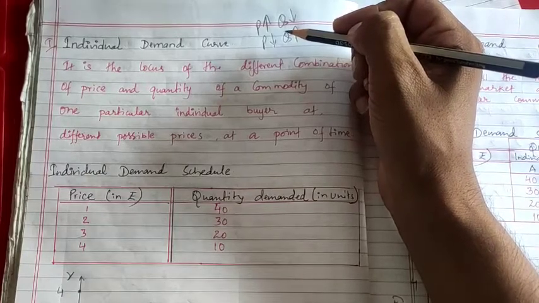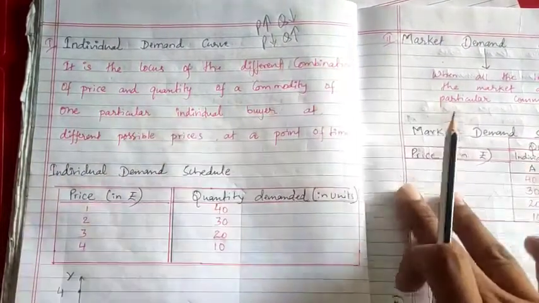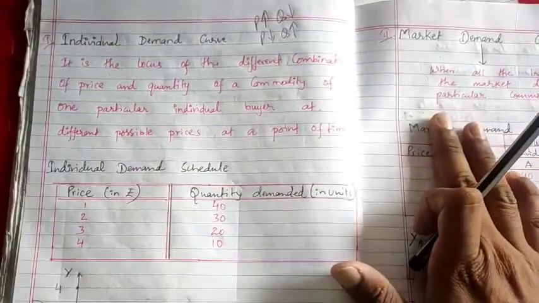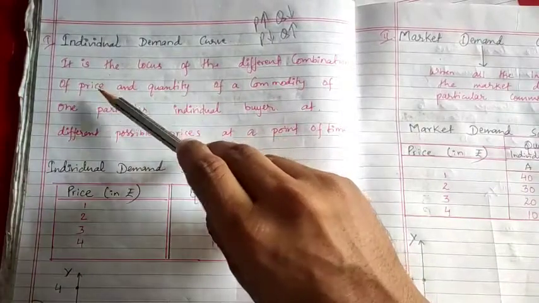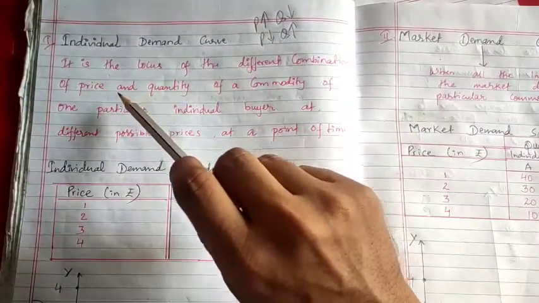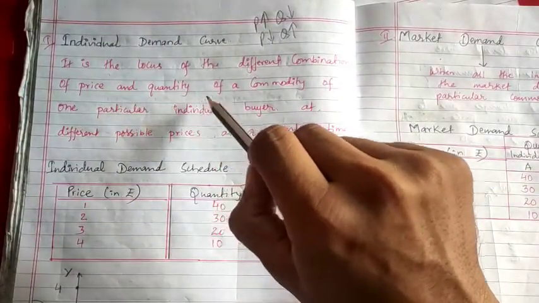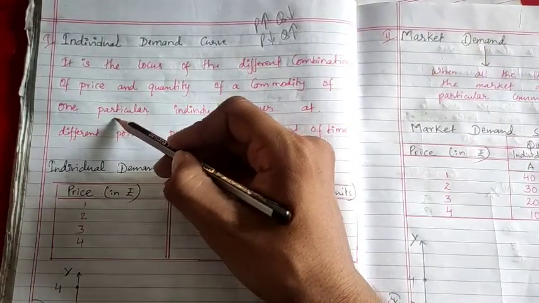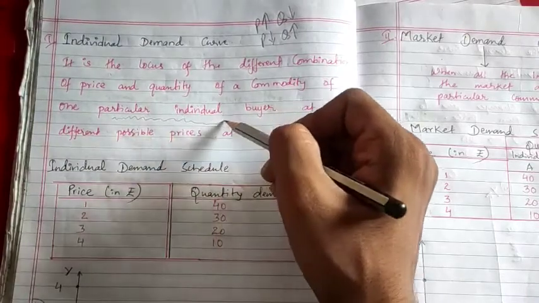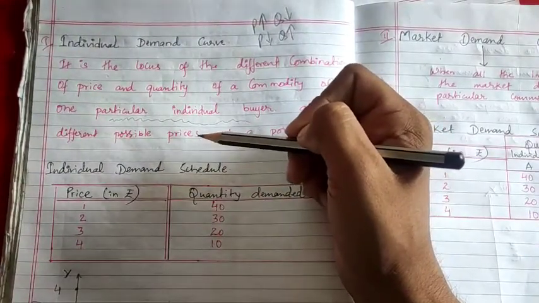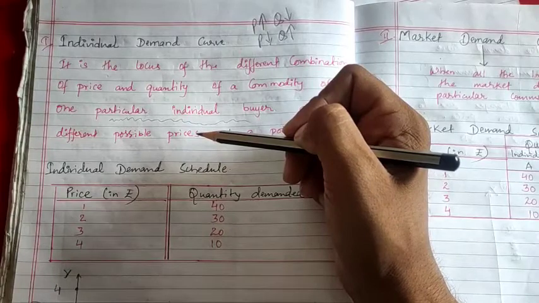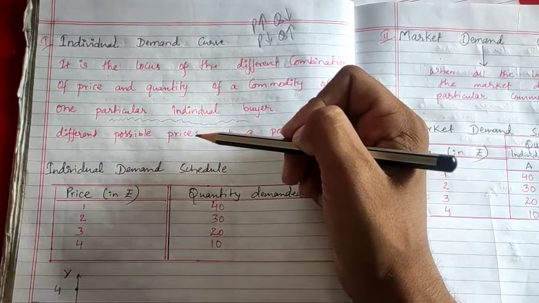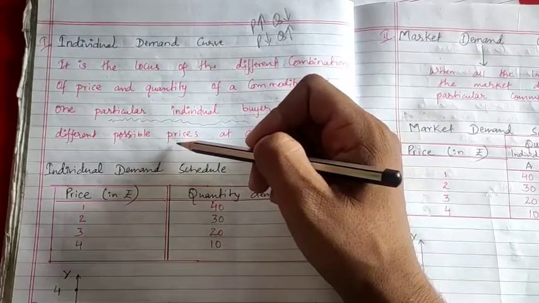So there are two types of demand curve. One is the individual demand curve and one is the market demand curve. So one by one we'll learn. Now what is an individual demand curve? It is the locus of the different combinations of price and quantity of a commodity of one particular individual buyer. So when a particular individual buyer demands a particular commodity, we say that is individual demand. Clear? And when it is represented in a curve, it is called an individual demand curve.